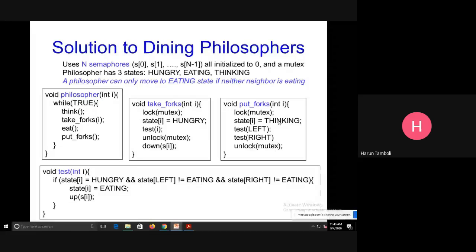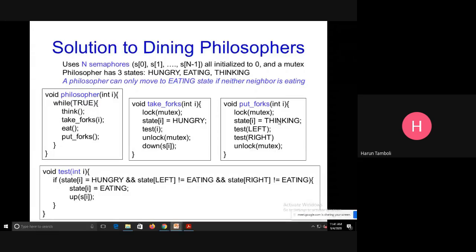So go to the function. Four functions are there: philosopher, take fork, put fork, and test. So in that, first look at the philosopher function. In the philosopher, first is the think. All are thinking in their initial state. Then when it is hungry, take fork. Go to the take fork function.